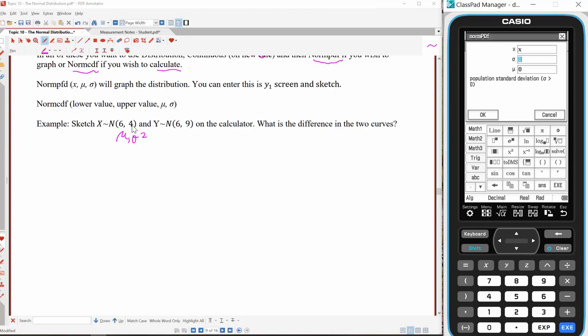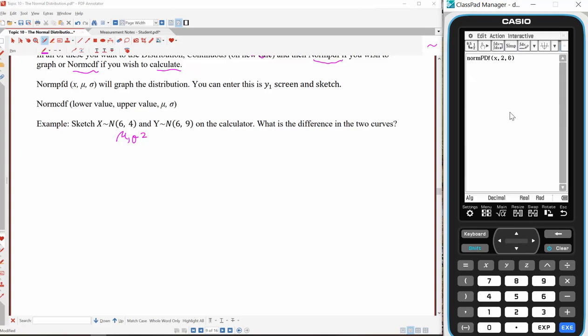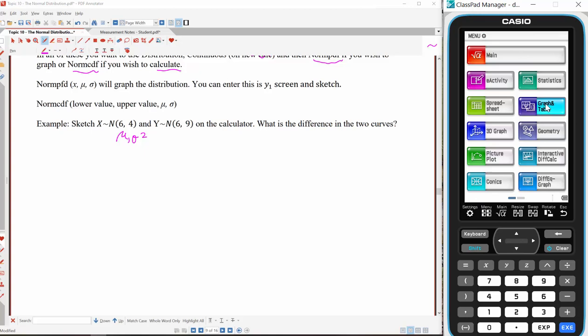So we note that the standard deviation is going to be sigma squared square rooted. So it's 4 square rooted, which is 2. And the mean or the expected value is 6. You're going to hit OK now, and it's going to say wrong argument type, and that's fine. So what we're going to do is edit and copy this and hit graph and table.